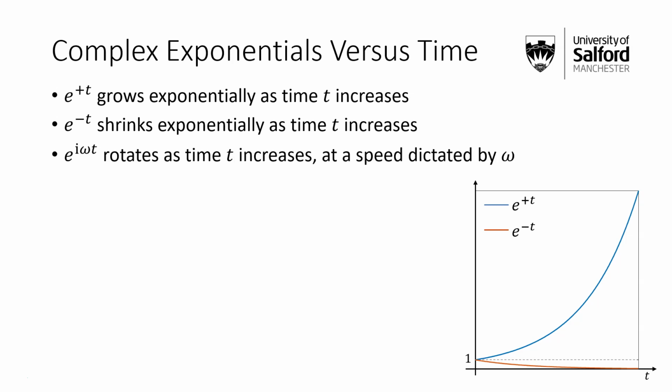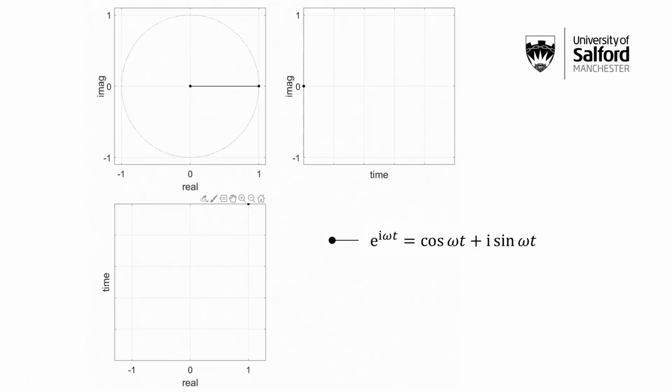But e to the i omega t is going to do something different. It's going to do something more like the cosines and sines we saw before, because it's built out of cosines and sines. It's going to rotate as time t increases at a speed dictated by omega. So off we go. We've got a diagram a little bit like before, though now my real part is in the horizontal axis. I've kind of rotated things around, and I'm now plotting the time history of the imaginary part as well. It's got e to the i theta, that's effectively the coordinate of the dot on the end of the line, and we're going to just let that roll and time increase, and off it goes.